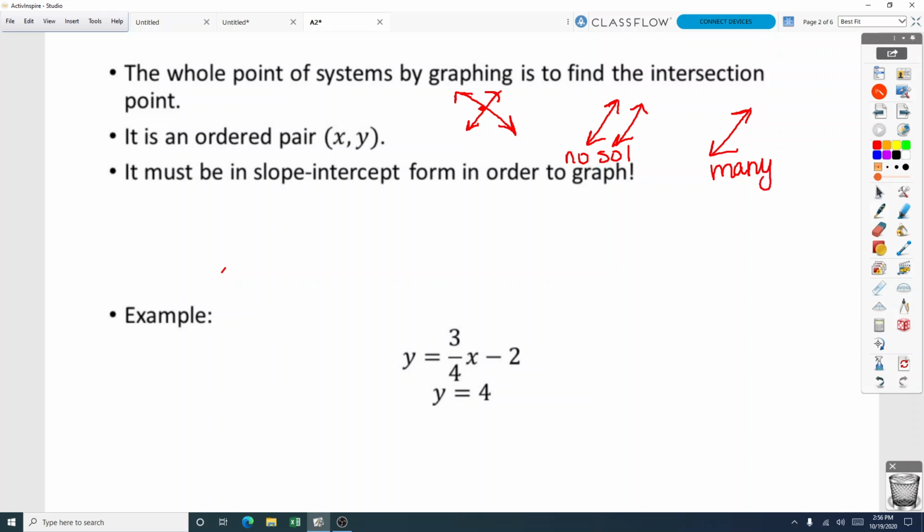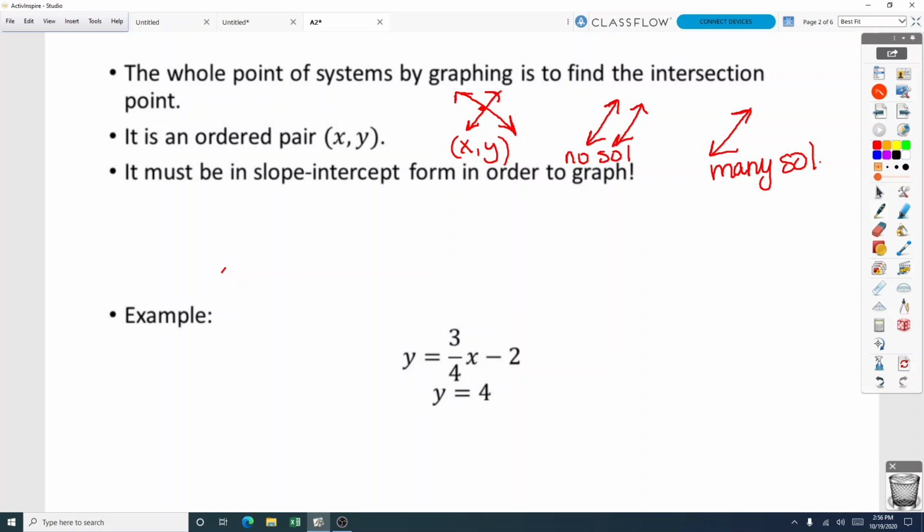Good. So we'll have three different types of answers today. We'll have an ordered pair, x, y, a no solution, or infinitely many solutions, just like we've had for substitution and elimination. Nothing new, just the method.